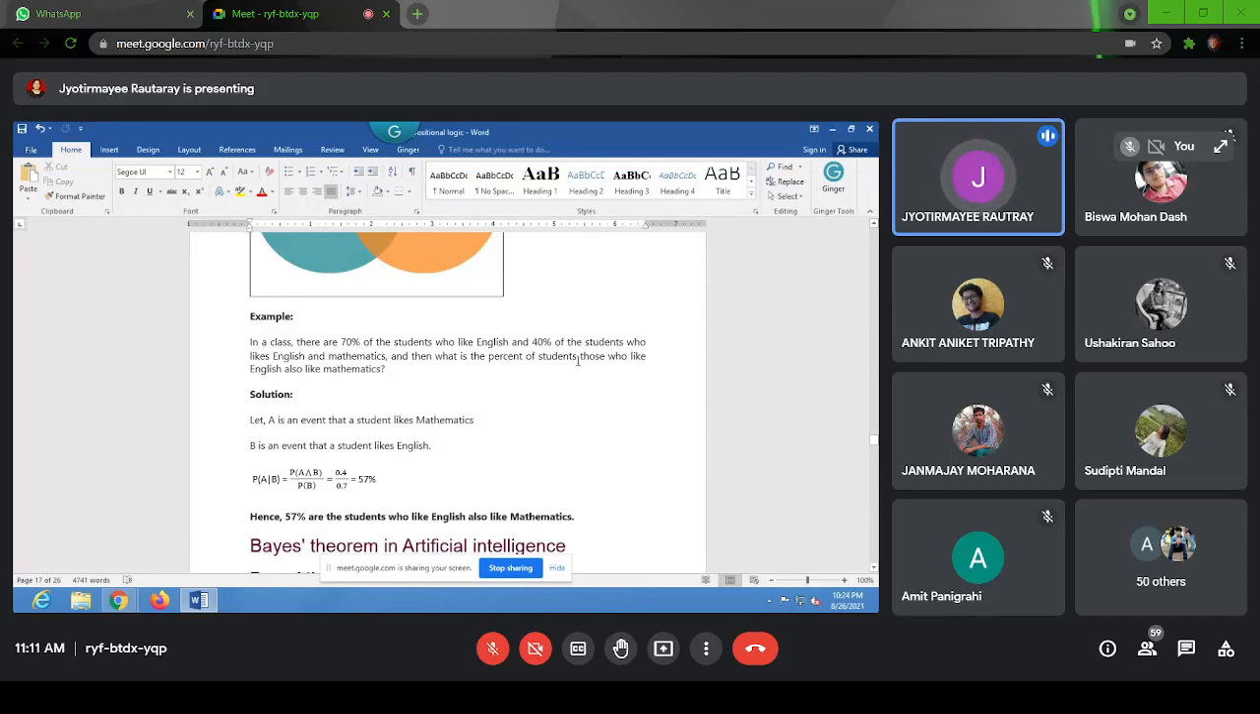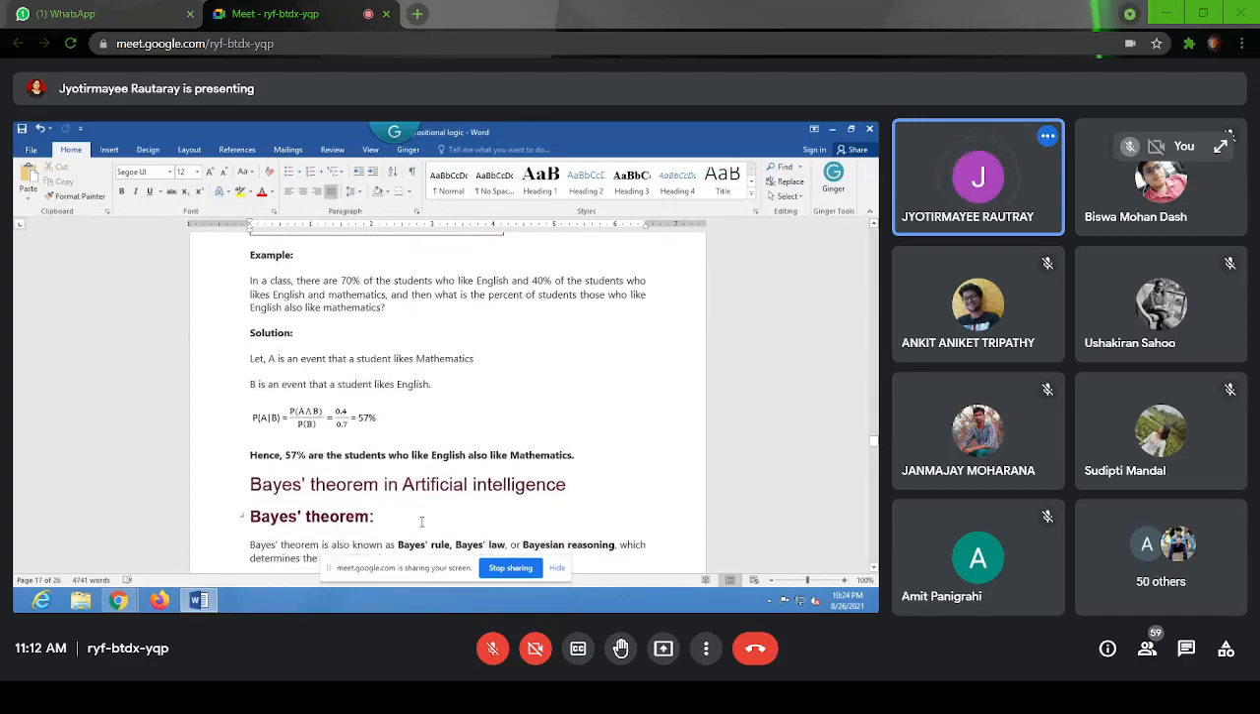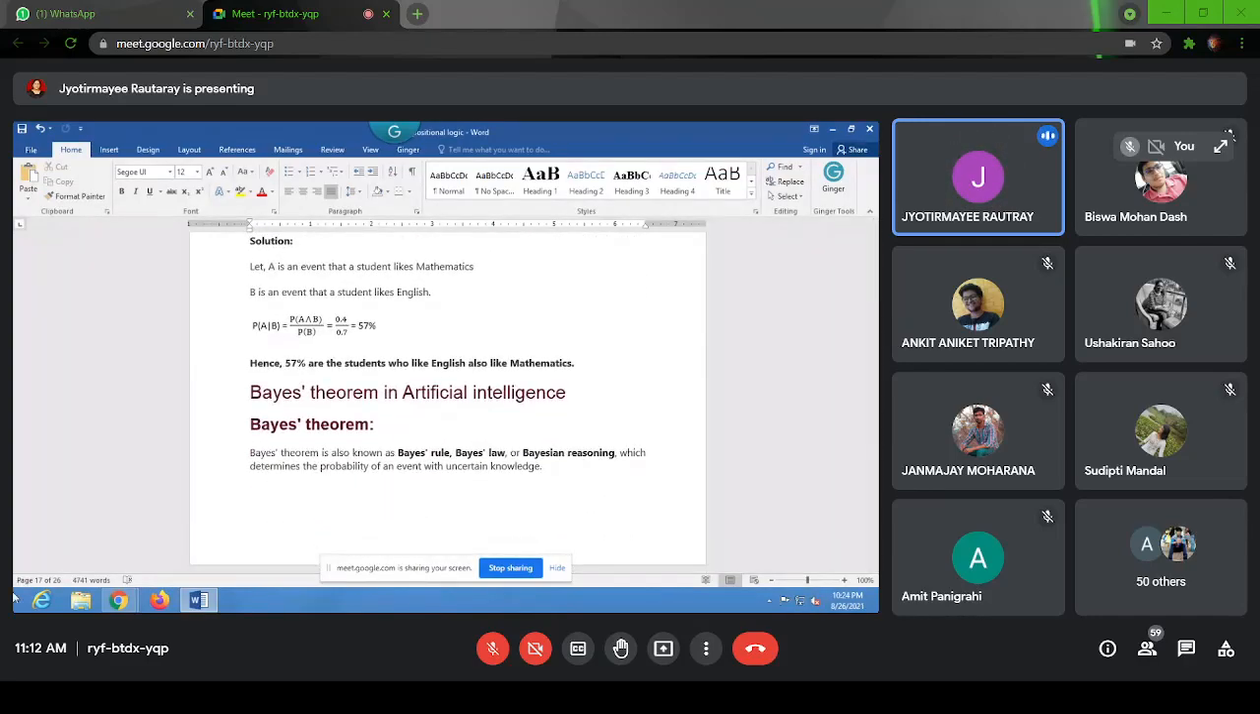The question is, what is the percent of students who like English who also like mathematics? That means the probability of A given B. That means how many percent of students like mathematics, where those students already like English also. Okay, so you have to find the probability of A given B. The formula is given, so you just have to divide, and you will get 57% of students who like English also like mathematics. Okay.